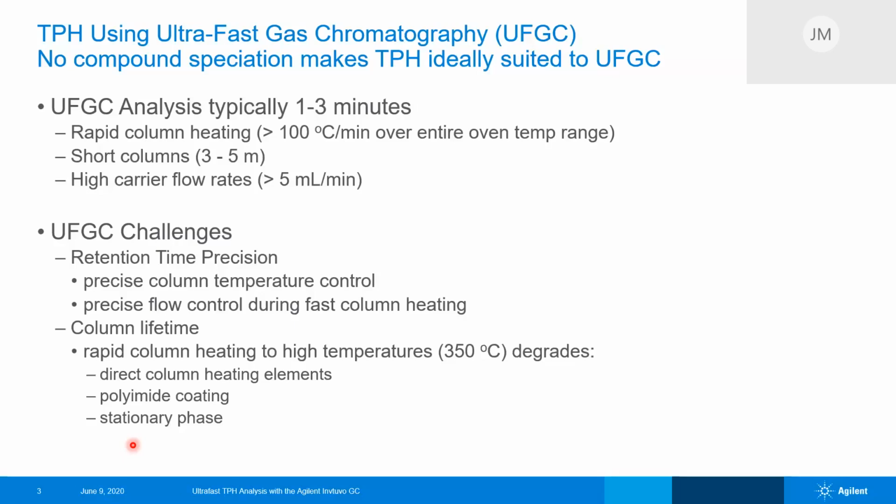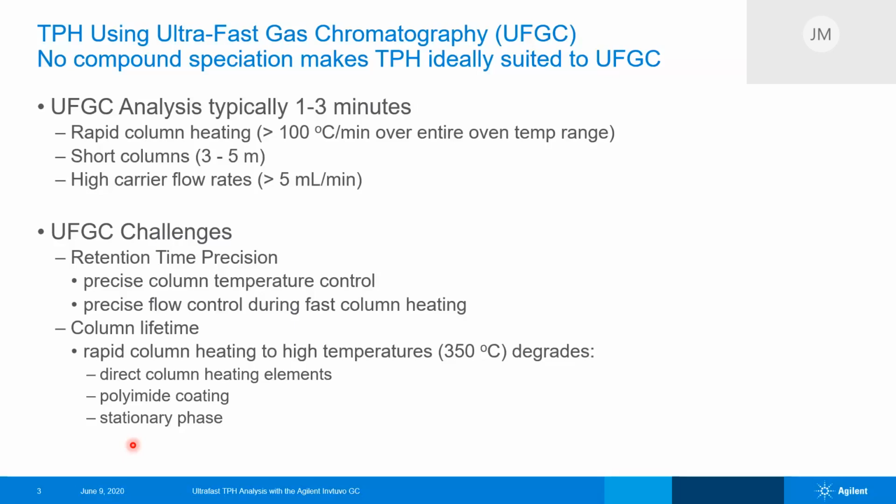If you don't have good retention time precision, then trying to integrate the envelope of the compounds that are eluting and identify the marker peaks can become very difficult. So with ultrafast GC, you need a good interaction between very precise column temperature control and very precise flow control while you're rapidly heating that column.